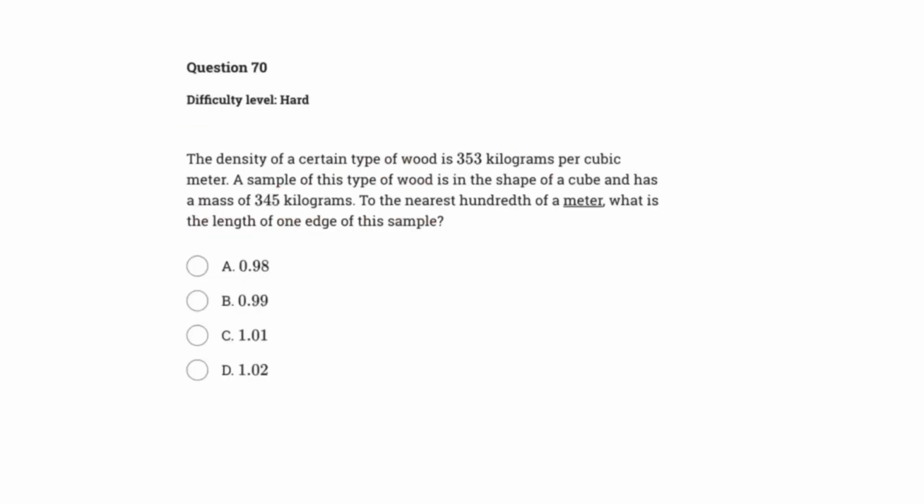Density of a certain type of wood is 353 kilograms per cubic meter. A sample of this type of wood is in the shape of a cube and has a mass of 345 kilograms. To the nearest hundredth of a meter, what is the length of one edge of this sample? As you know, density is the same regardless of how much you have of that material. So the density of that wood is always going to be 353 kilograms per cubic meter.